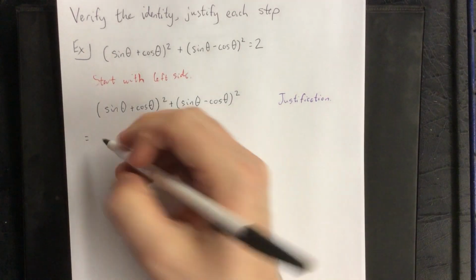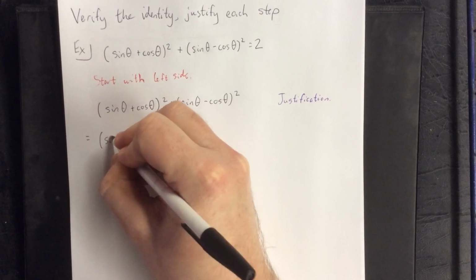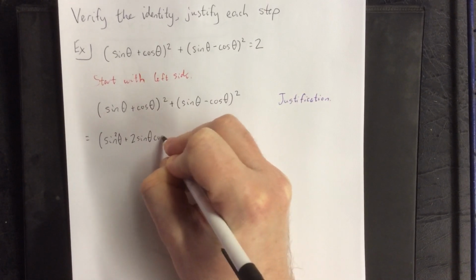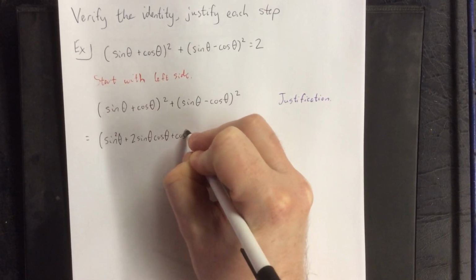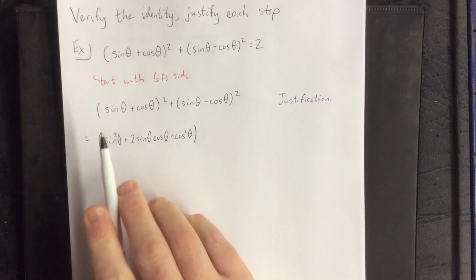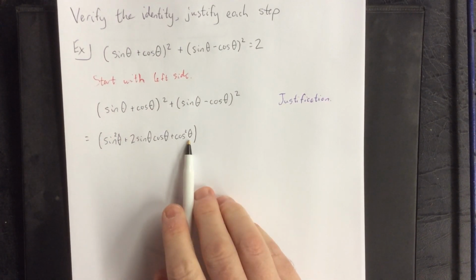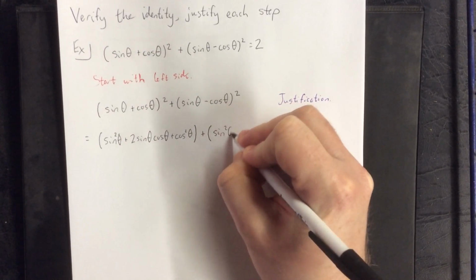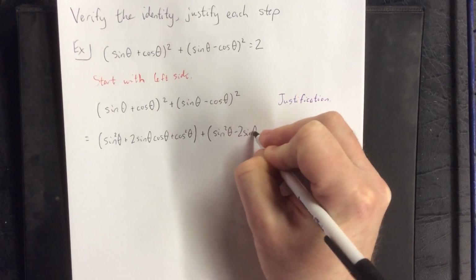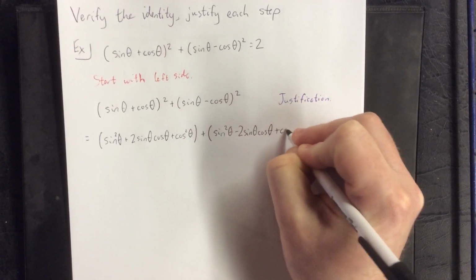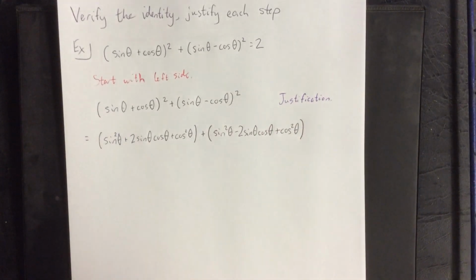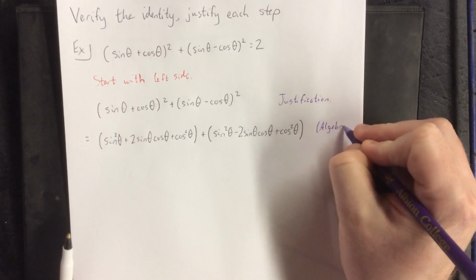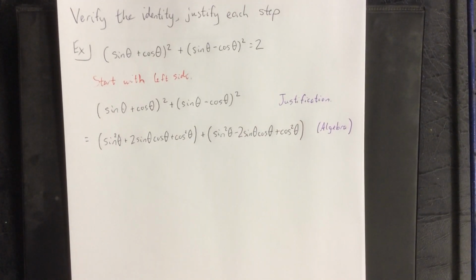Now, with that in mind, first thing I'd like to do is FOIL the first set of parentheses. So foiling inside the first set of parentheses will give us sine squared theta plus 2 sine theta cosine theta plus cosine squared of theta. Doing the same thing for the second set of parentheses is going to give us sine squared of theta minus 2 sine theta cosine of theta plus cosine squared of theta. The justification that I'll give to this step, this was a step of FOIL, which technically would just be a step of algebra, so we'll identify it as that.